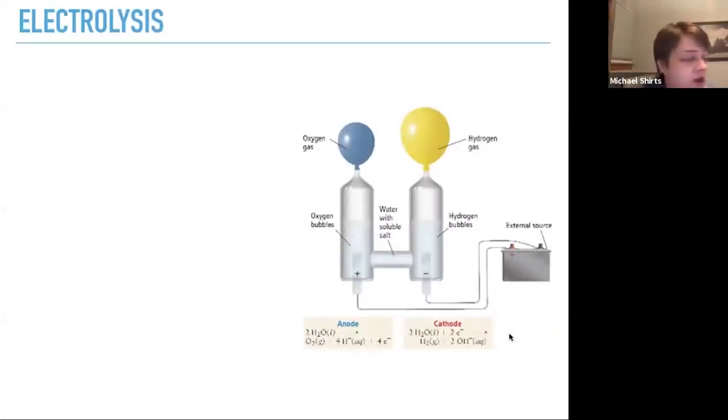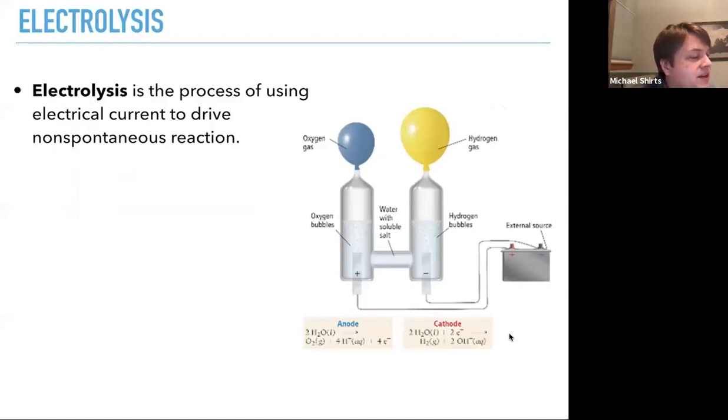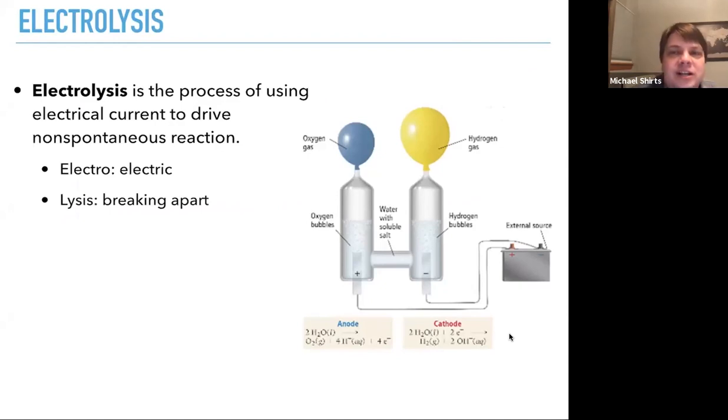So electrolysis is what we call these types of reactions, the process of using electrical current to drive a non-spontaneous reaction. Electro means electric, and lysis means breaking apart. Originally this came from the idea that you had some compound, applied an electrical potential, ran current, and broke that molecule apart. It can be used to drive all sorts of non-spontaneous reactions, but that's where the idea originally came from. That's why we use the name electrolytic cell, even if you're running some different reaction than just breaking a molecule into parts.